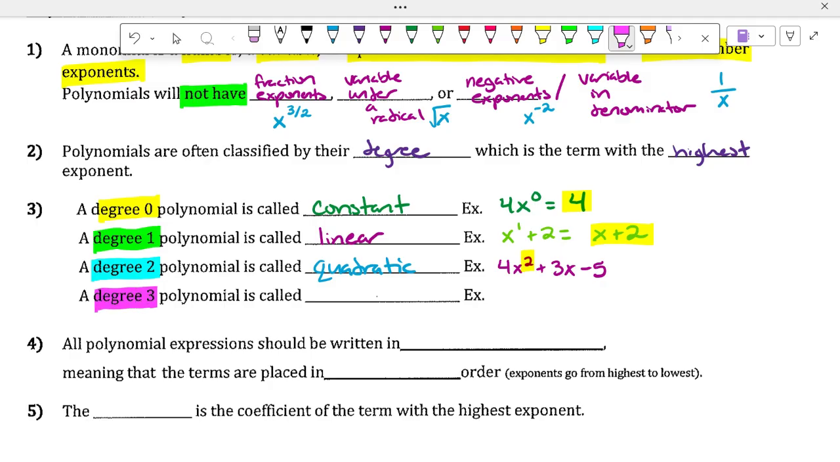Then a degree of 3. All right? So it contains an x cubed somewhere. So let's say 5x cubed plus x squared minus 3x plus 2. What type of function do you think that's going to be called? Cubic.